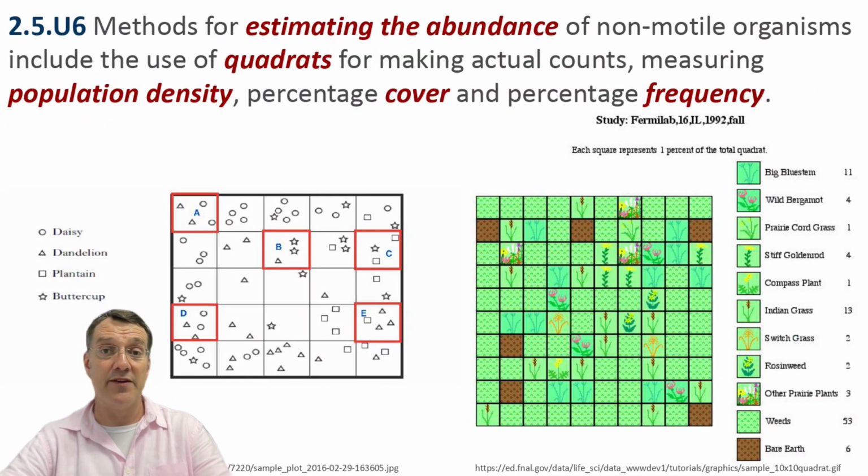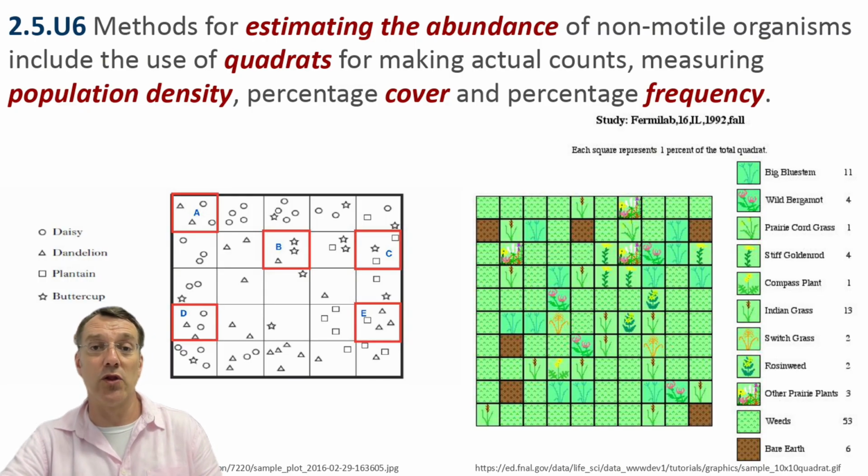Organisms can either be fixed in place, like vegetation, or they can move around. We call those organisms that move around motile organisms. In the US, a lot of times you'll see mobile organisms. For non-motile organisms like plants, we have several measurement techniques.